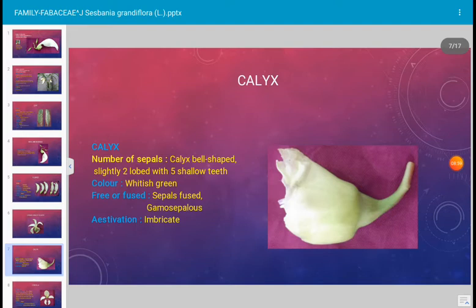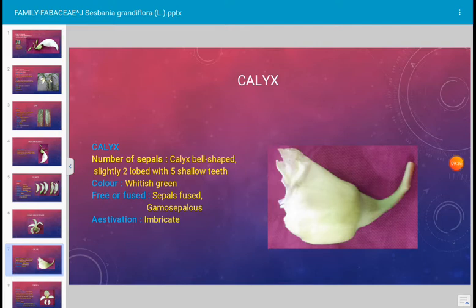Next, this is the calyx of the flower. The Sesbania grandiflora flower has a calyx. In the photograph the calyx is shown, which is a gamosepalous calyx. All the sepals are united. How many sepals are there? The calyx is bell shaped, and 5 teeth are there. That means there are 5 sepals, they are united, and the calyx is bell shaped.